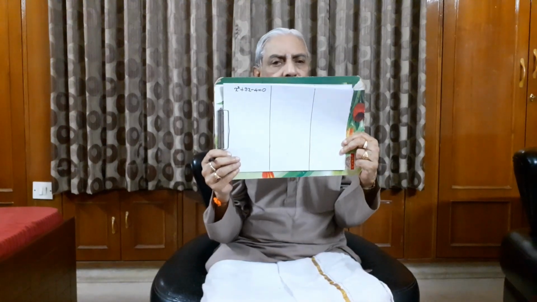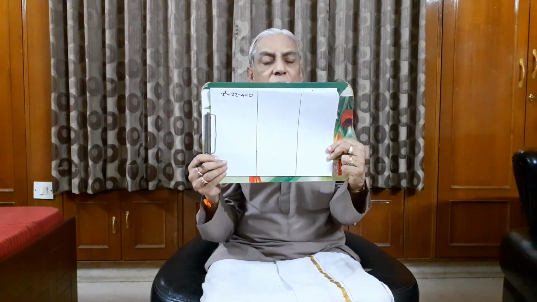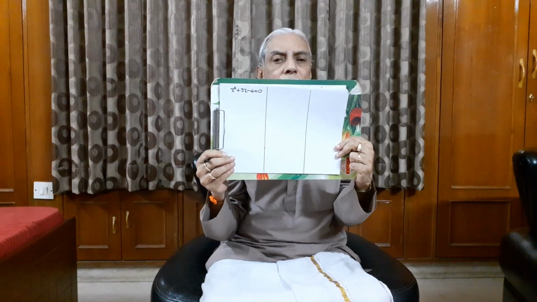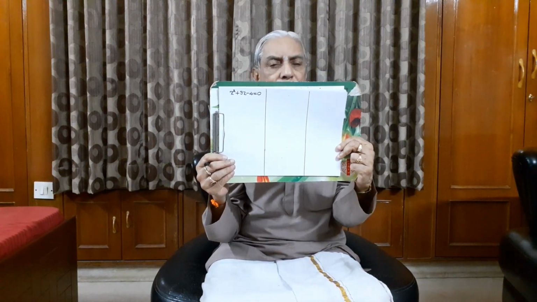x squared plus 3x minus 4 equals 0. How exactly is this problem different from the other problems which I have done? All of them had an even number as the coefficient of the middle term. Here the coefficient of x is 3, an odd number. So you follow the same procedure, is there any change?